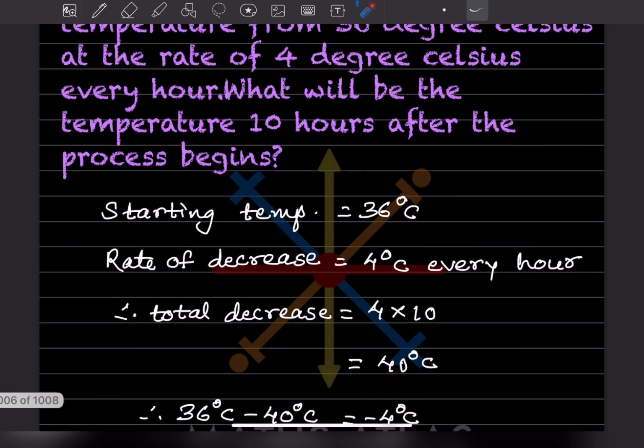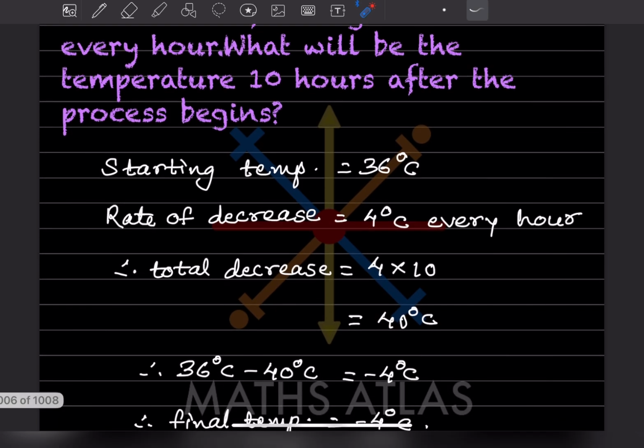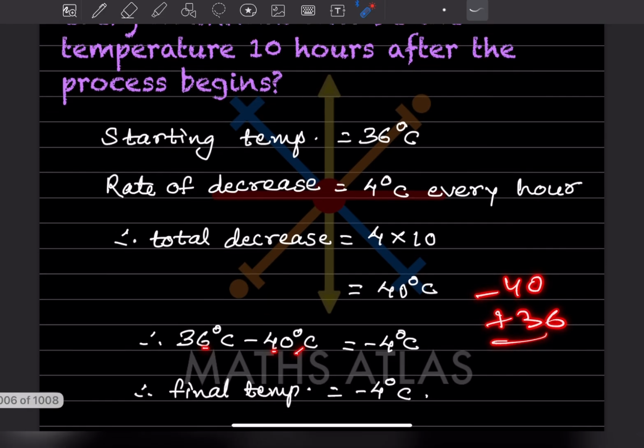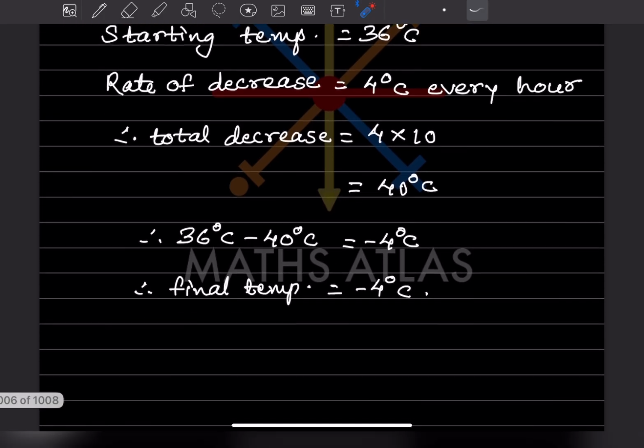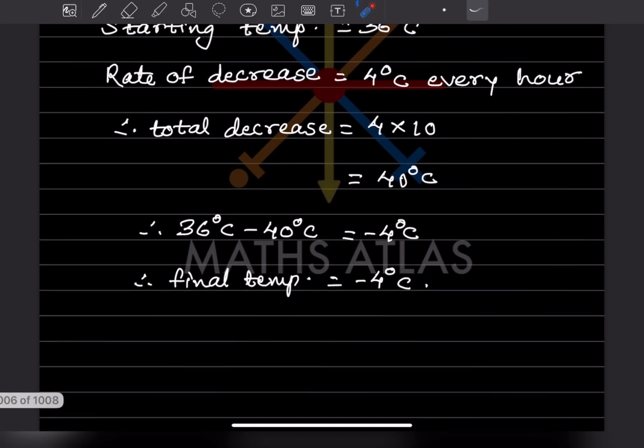So what will be the temperature? So that is going to be from 36, because this is a starting one and this is getting decreased. So 36 minus 40, so minus 40 plus 36. So that is going to be minus 4. So we can say that our final temperature is minus 4 degrees Celsius. So this is the final answer.